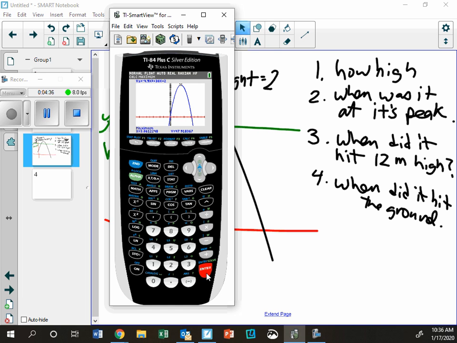3.06. When did it hit 12 meters? Well, it was back a while ago, because this is at 47 meters. 12 would have been a long time ago. How do I do that?